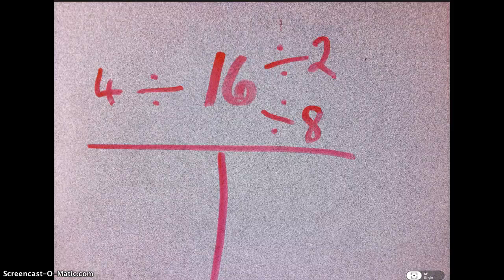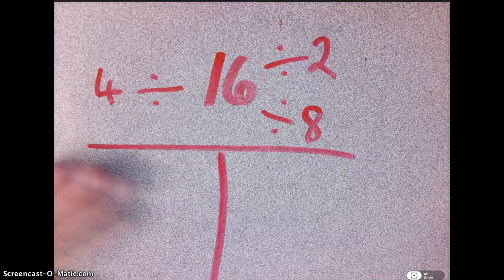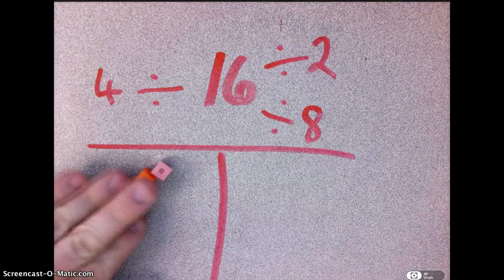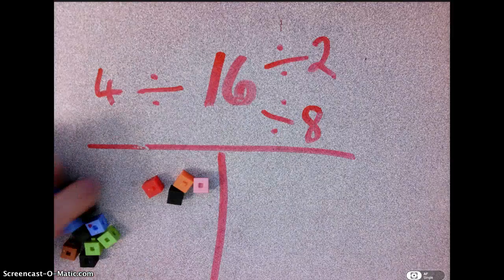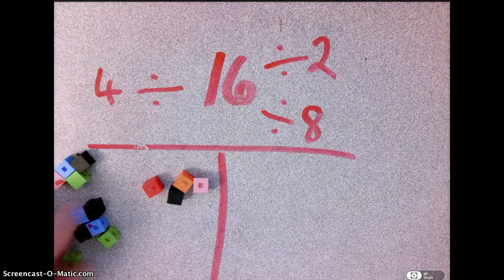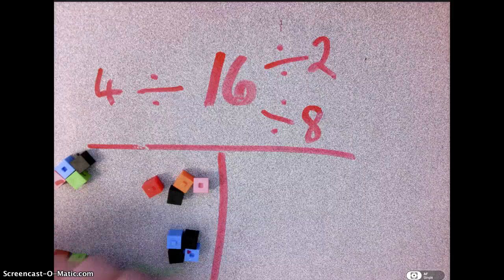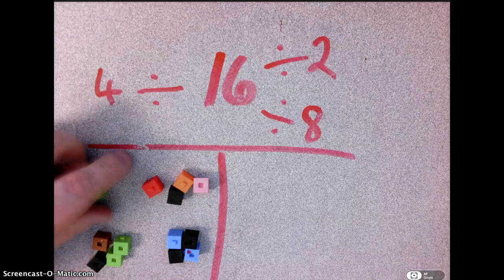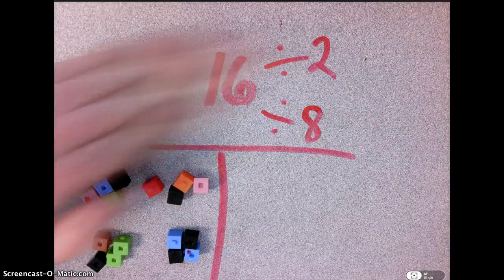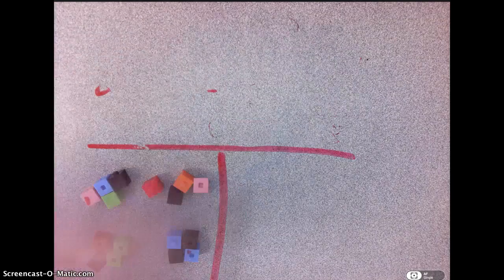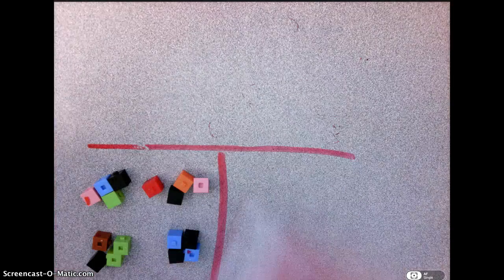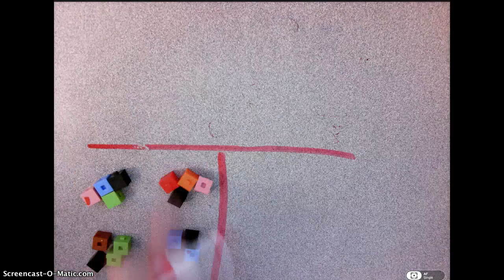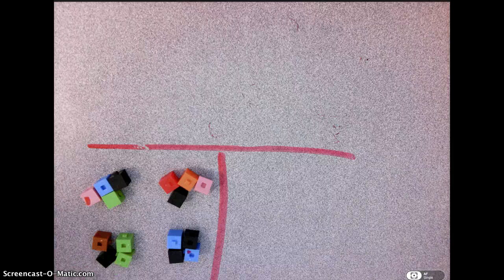So if I take 16 and I split it into 4, so there's 1, 2, 3, 4 groups of 4. So who can tell me what is my division question here that I've got? So I've got 16, I've got 4 groups. What is my division question here?